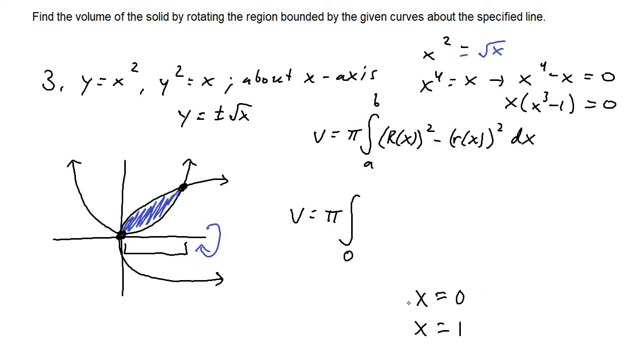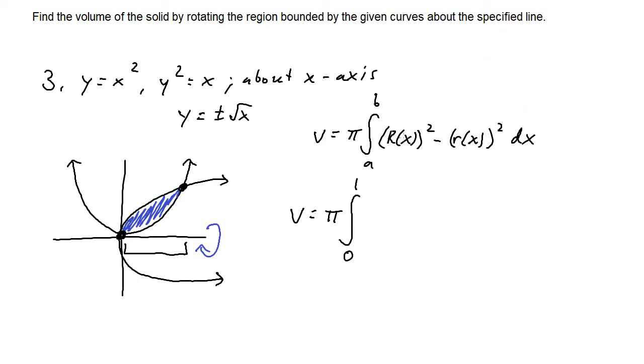So now that we have verified that the bounds go from 0 to 1, we have the outer curve squared, or the outer radius squared, minus the inner radius squared. In order to find the outer radius, I'm just going to go ahead and erase some of this because we don't need the other half of this curve. I'm also going to erase the shaded region.